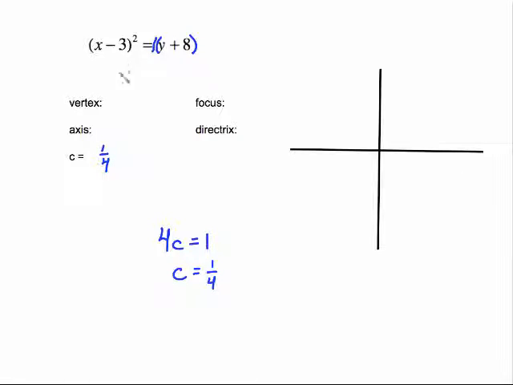The vertex is going to be 3, -8. My axis of symmetry is x equals 3. And be sure you write the axis of symmetry as an equation, x equals 3. To find this other stuff, I'm going to get a sketch going over here. The vertex is over 3 and down 8, somewhere around in here.